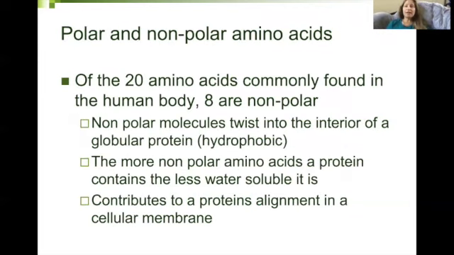Of the 20 amino acids found in the human body, 8 are nonpolar. Nonpolar molecules twist in the interior of a globular protein. They're hydrophobic, and the more nonpolar amino acids a protein has, the less water soluble it is. This contributes to the alignment within the cell membrane. Remember, we have integral proteins which act as protein channels to bring molecules through from inside to outside and vice versa.